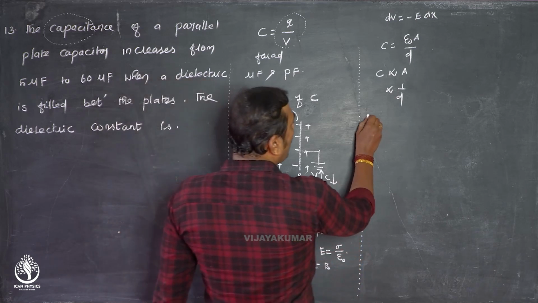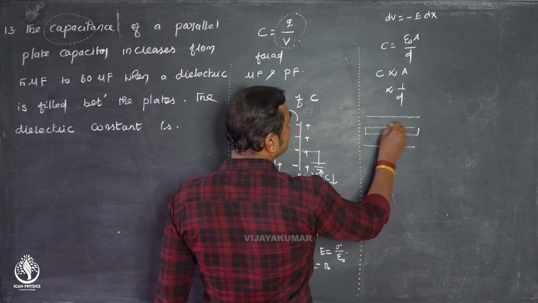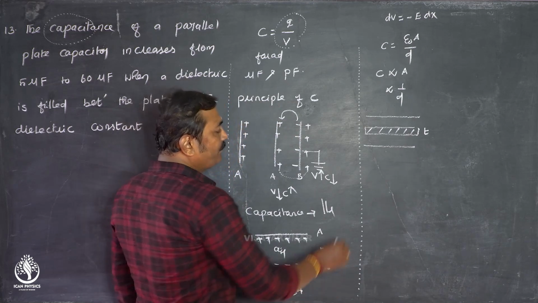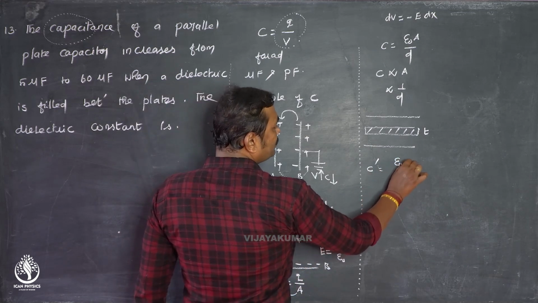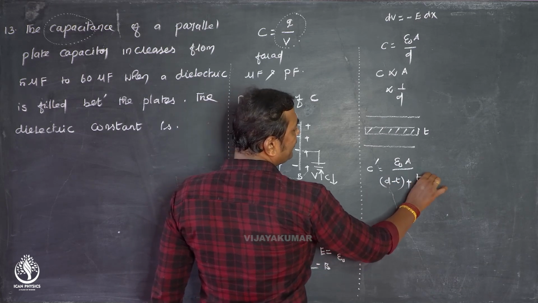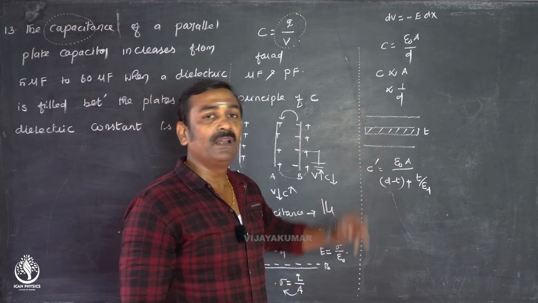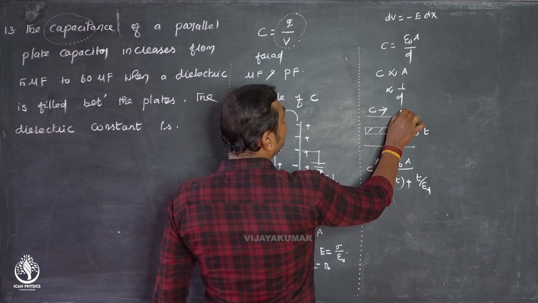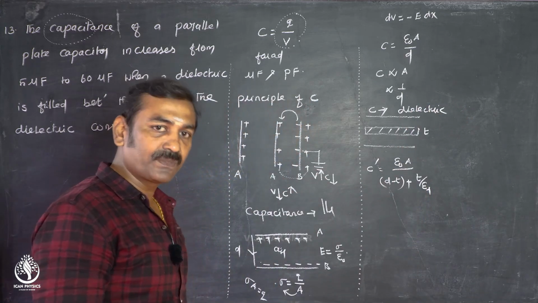Now I am placing a dielectric medium between the two plates, of thickness T. So the capacitance changes. C dash equal to epsilon 0 A by D minus T plus T by epsilon R. By using that we can calculate the capacitance of a capacitor with the dielectric. Okay, do you get it now?